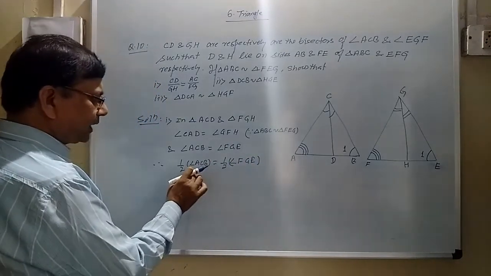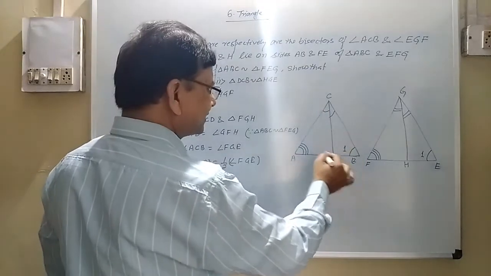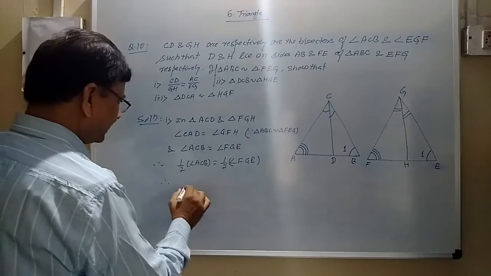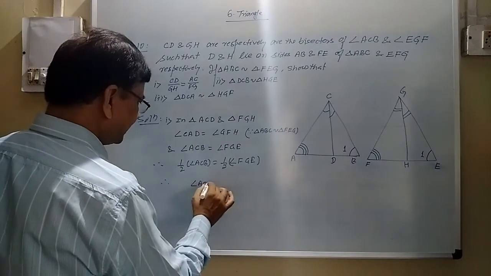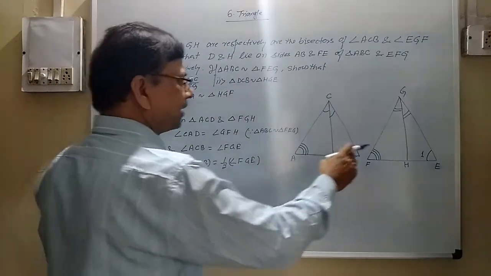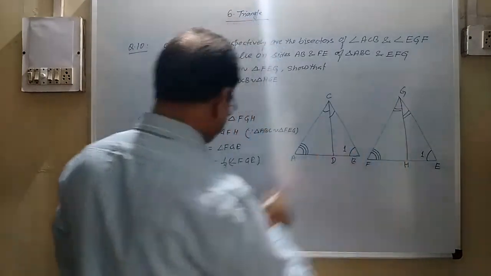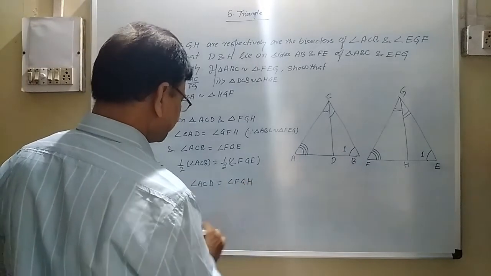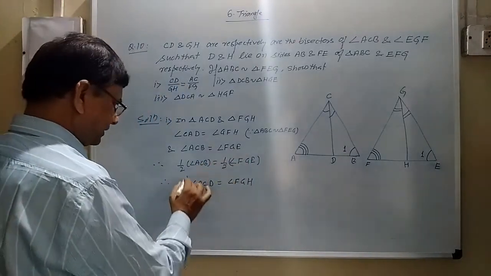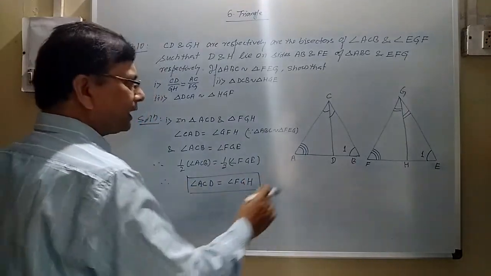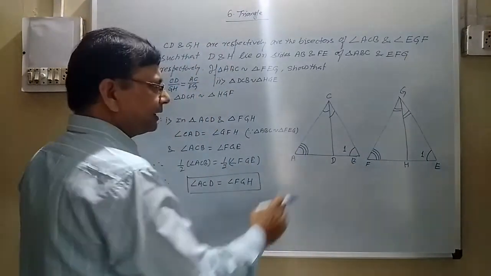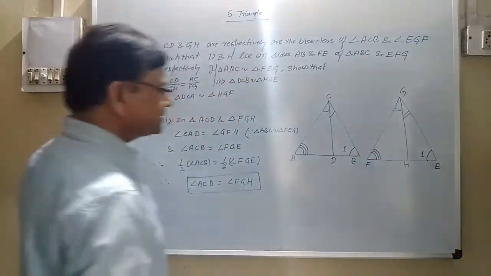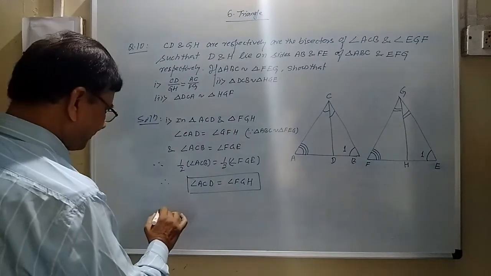And 1 upon 2 angle ACB, because it's an angle bisector, half of that will be angle ACD. Therefore, angle ACD is equal to, and half of this angle is FGH, angle FGH. From this we got this. It is very important. So, in these two triangles, if we look at this angle, the corresponding angle is this angle, and the corresponding angle is this. So these two triangles will be similar.